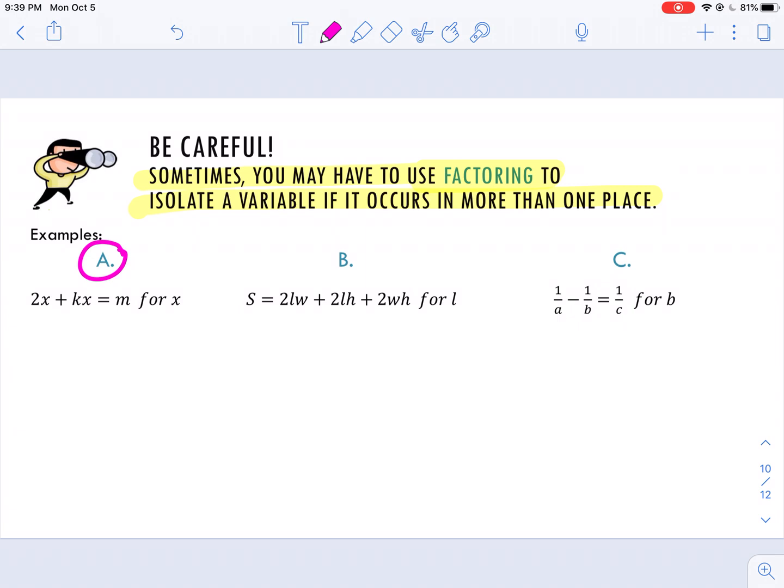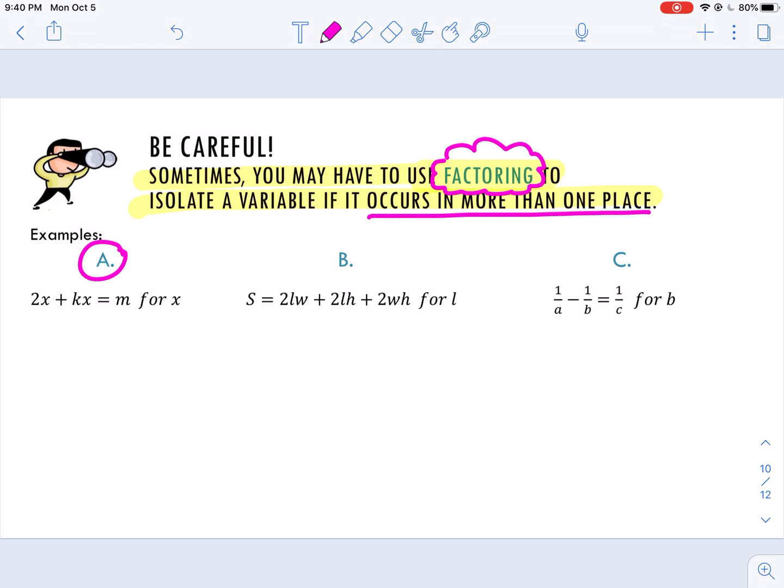All right, in example A, we have 2x plus kx equals m for the value of x. This might be the first time when we're really dealing with solving for a variable when there's so many different variables going on in an equation. And that's the challenge of a literal equation. But if I take a look here, what's frustrating about this problem is that x shows up in more than one term. But remember, if it occurs in more than one place, we can apply factoring. And I'm going to kind of remind us what factoring is.